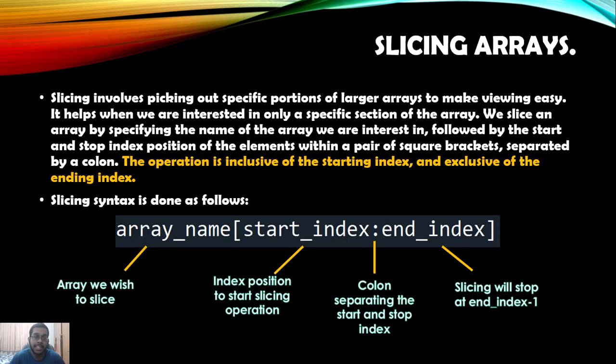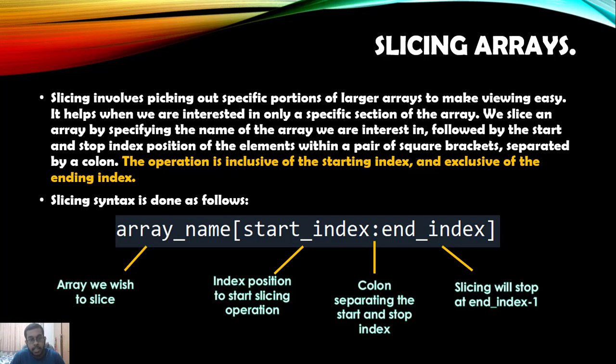Slicing arrays. Slicing involves picking out specific portions of larger arrays to make viewing easy. It helps when we are interested in only a specific section of the array. We slice an array by specifying the name of the array we are interested in, followed by the start and stop index position of the elements within a pair of square brackets separated by a colon. The operation is inclusive of the starting index and exclusive of the ending index.